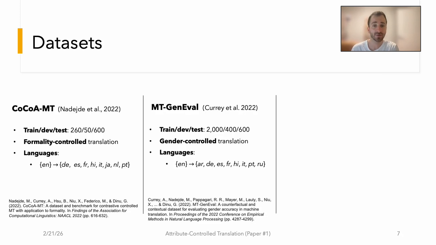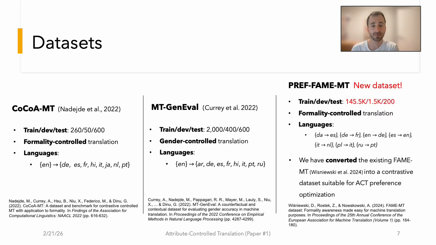We have applied this approach to two existing datasets, COCO-MT and MT-GenEval, which are one for formality control translation and the other one for gender. And they're both English as the source sentence and translate to various target languages. We have also generated a much larger formality control translation dataset called PreFame-MT. This dataset has been generated extending an existing dataset called FameMT, and we'll show you how.